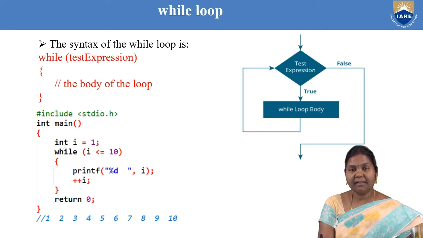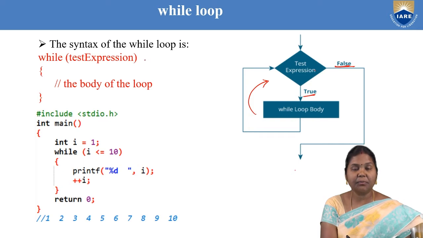So while test condition. If this test condition is true, then only the body of the loop will be executed. And this will be continuously executed if this condition is true. When the condition becomes false, it will come out of the loop. So it is an entry control loop.